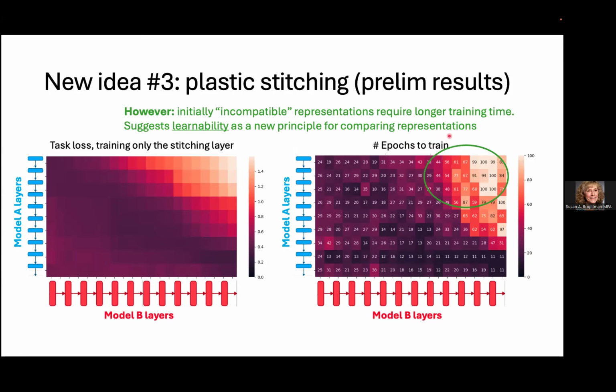And what I like about this is that it suggests that when we map representations across systems, we can use the ability of the system to learn and adapt to that new representation as an index for how similar the representations were. So learnability can become part of our vocabulary when we're comparing representations.